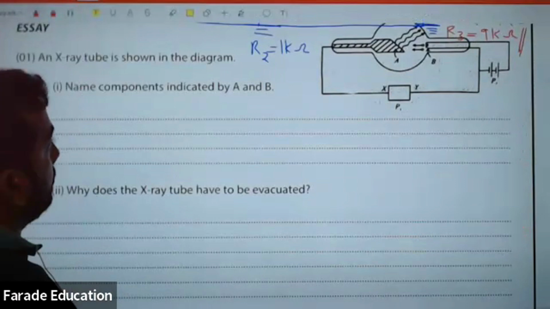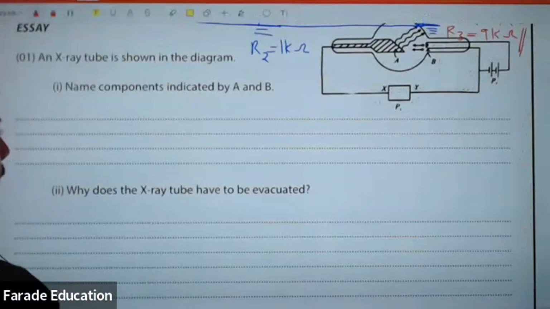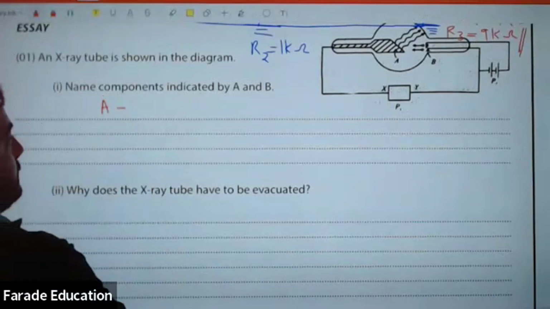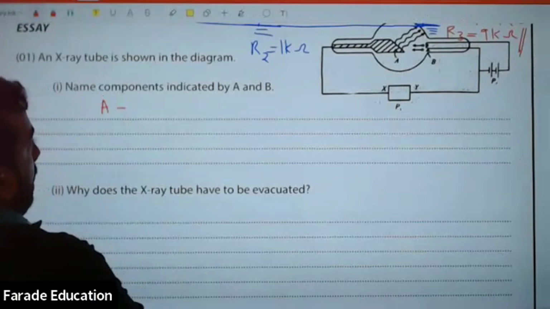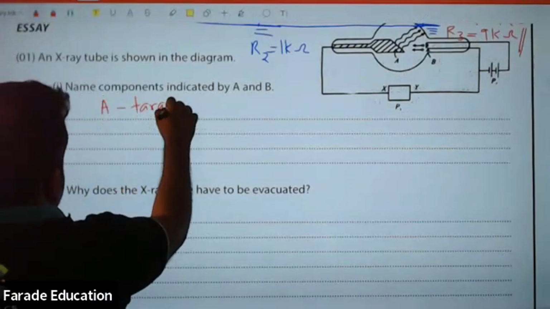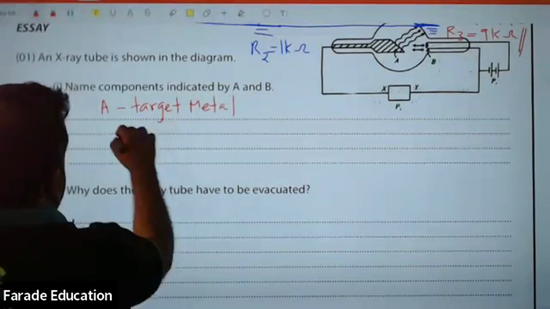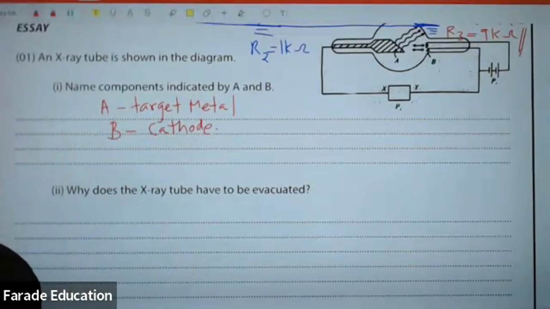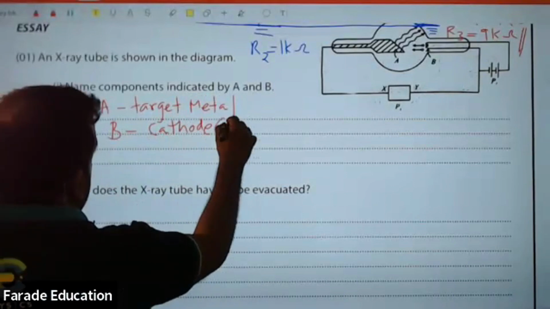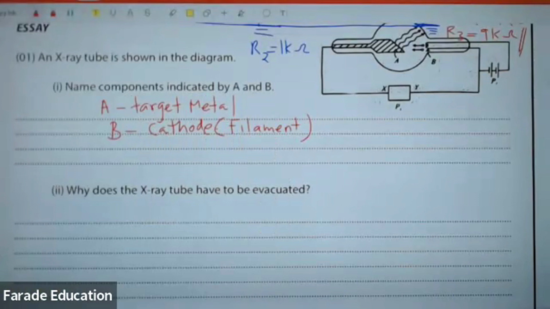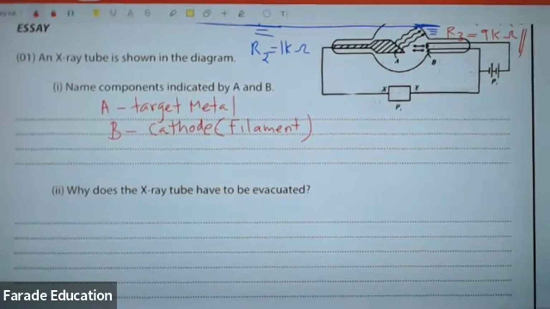X-ray tube is shown in the figure. Name the components indicated by A. A is anode, target metal. B is cathode, or we can say filament. Filament is there. You know?